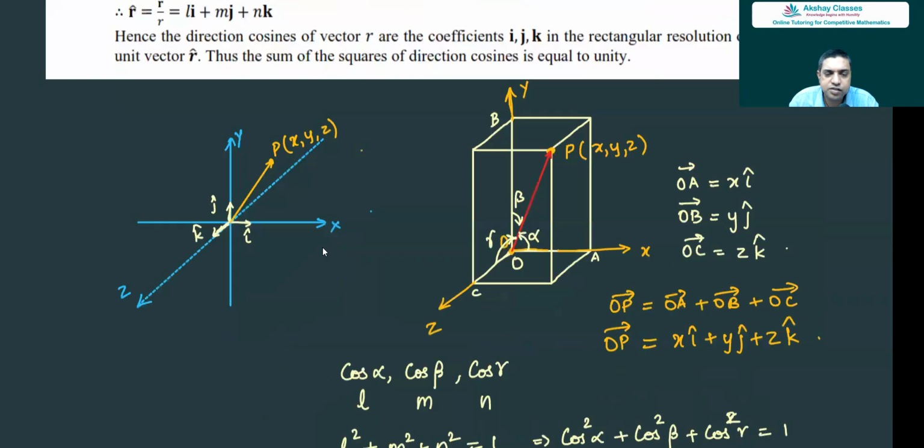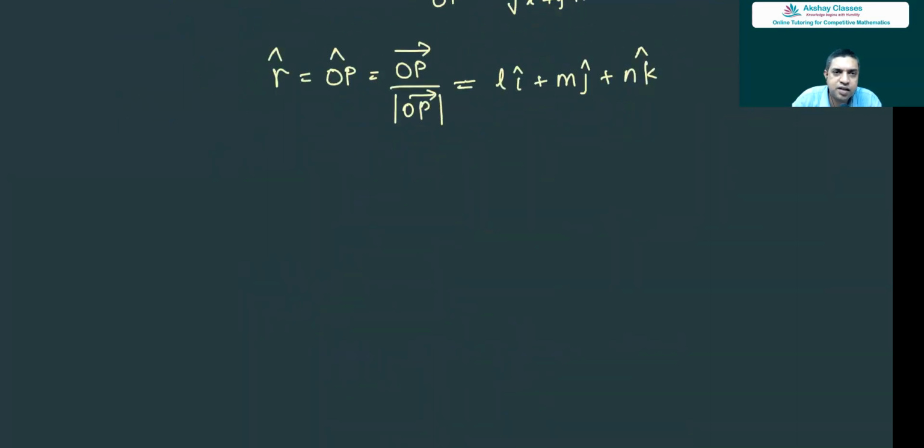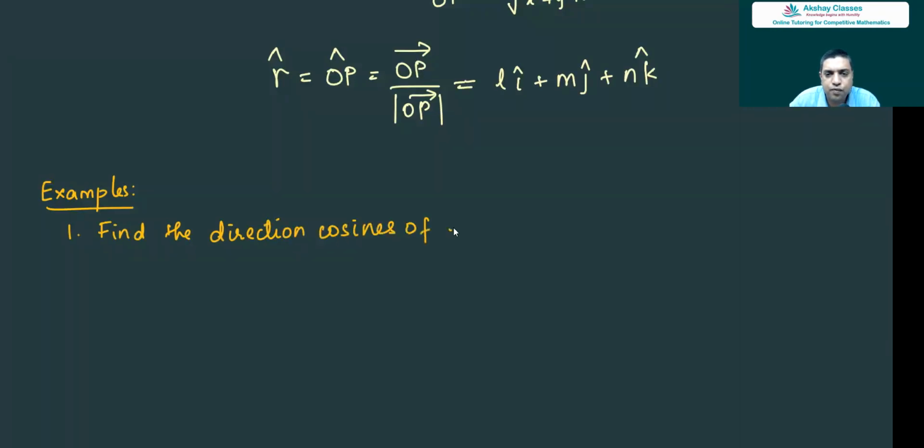Very simple calculations. Let us do one simple example. You please calculate and tell me. Find the direction cosines of the vector, say 2 i cap minus j cap plus 3 k cap. So please find l, m, and n.